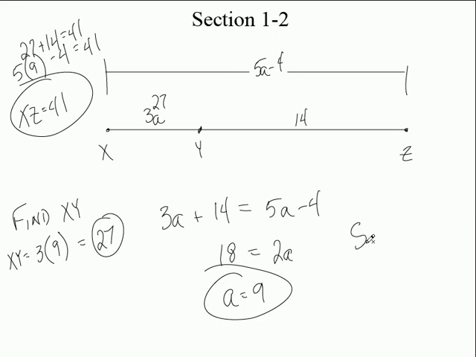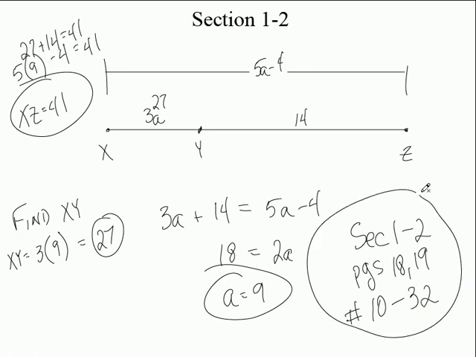So that was section 1-2. So on your homework, you're going to write section 1-2, and you're going to say pages 18 and 19. And we're going to do numbers 10 to 32. All right, so that right there is your assignment. Put that right on your paper right off the bat, okay? So that you don't forget when you turn it in. So make sure you put your first and last name on there, put all this stuff on there, and then you can start working on your homework. Everybody good with that? All right.